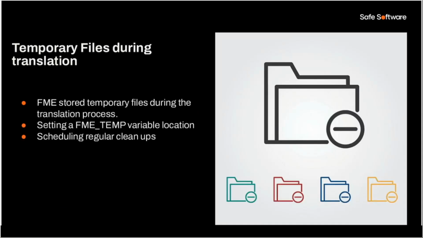Temporary files are also important to be aware of. The best thing to do for FME Flow is to set an FME temp variable, and then you can remove the files if any get left behind. This is similar to what we discussed in FME Desktop, but for FME Server.